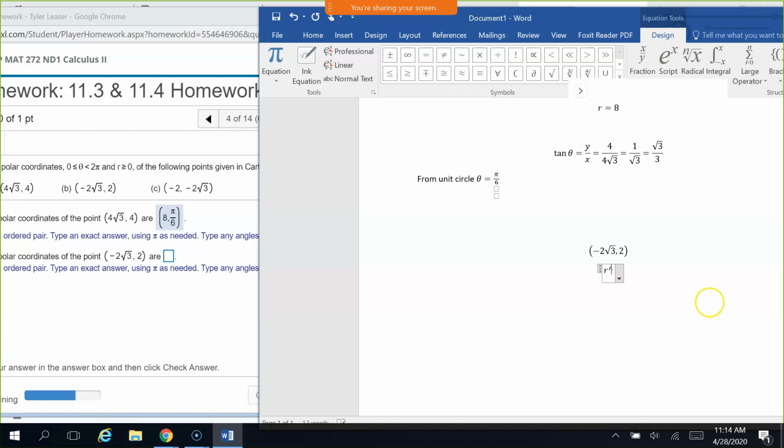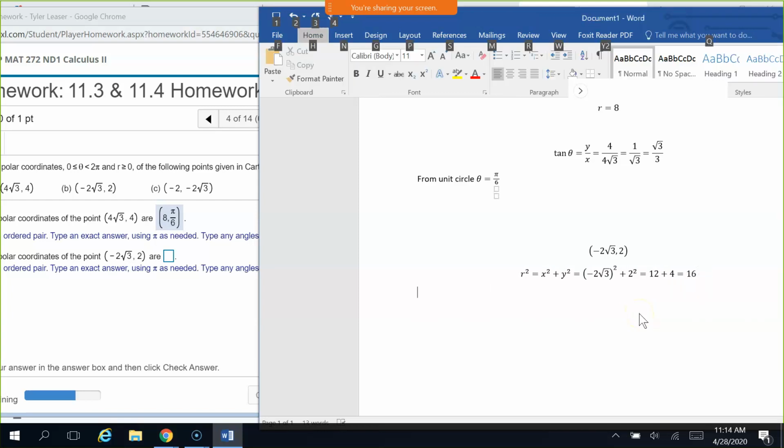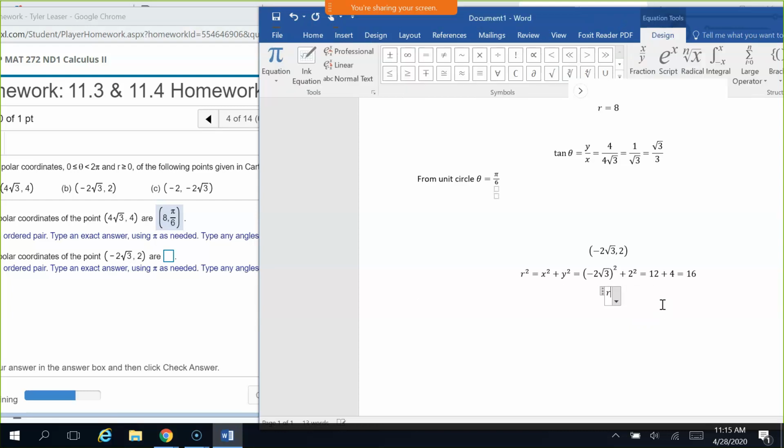So we're going to find our r value by doing r squared is x squared plus y squared. So for us, that's going to be negative 2 square root 3 all squared plus 2 squared. Which is squaring the negative makes that positive, and then 2 squared is 4 times square root 3 is 3. 4 times 3 is 12, plus the 2 squared there is 4, so we get 16. And then we have to take the square root of that to get the r value itself, so our r value is just going to be 4.